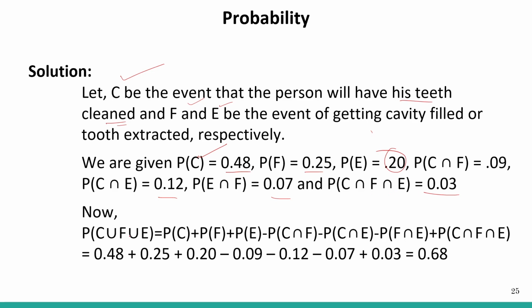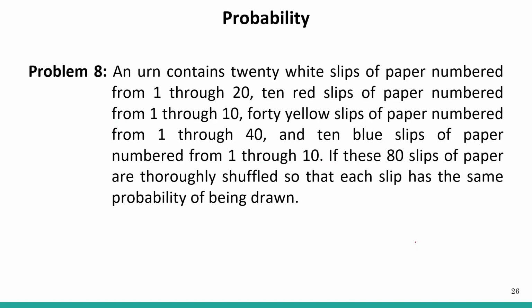So now probability of C union F union E is equal to probability of C plus probability of F plus probability of E minus probability of C intersection F, minus probability of C intersection E, minus probability of F intersection E, plus probability of C intersection F intersection E. So it will be equal to 0.48 plus 0.25 plus 0.20 minus 0.09 minus 0.12 minus 0.07 plus 0.03 is equal to 0.68.